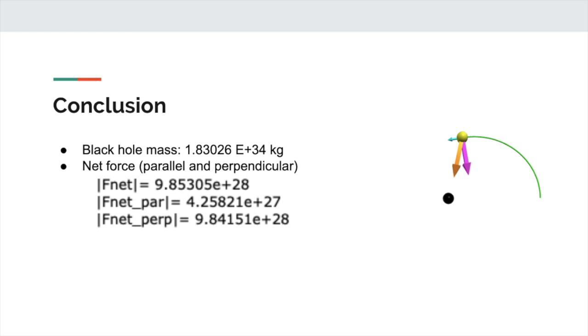In conclusion, the computational model allows us to generate a list of values for the mass of the black hole, which we can then average to calculate the predicted overall mass. We can also visualize the net force and its parallel and perpendicular components throughout the orbit, as well as compute overall values. These individual values were calculated using both the momentum principle and the law of universal gravitation.